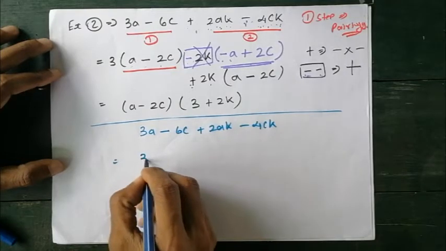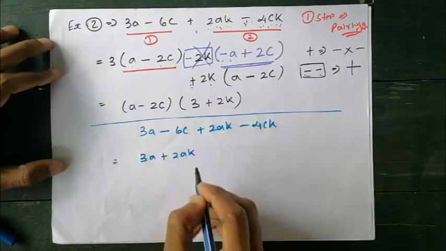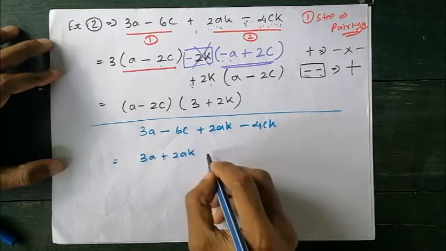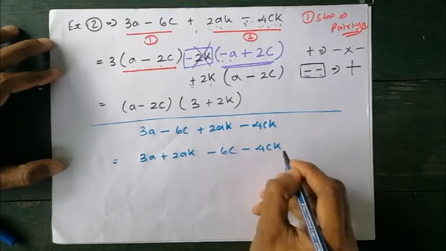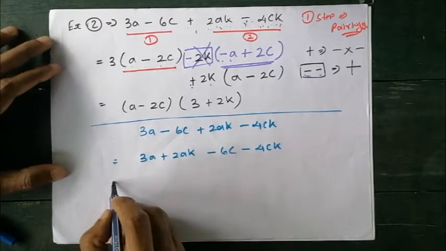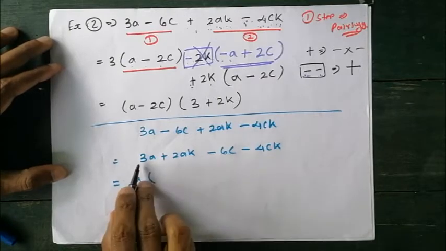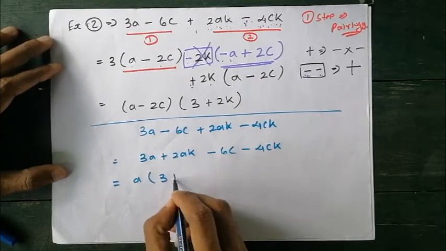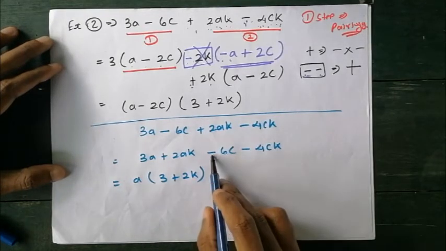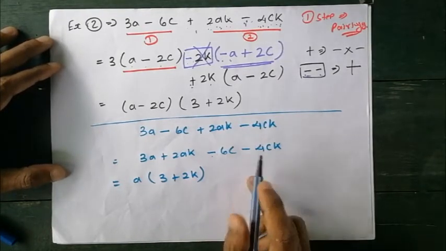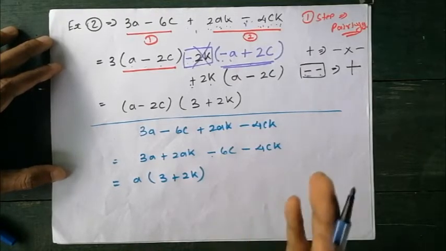So 3a, and I am taking 2ak because we have a as a common term, minus 6c minus 4ck. Okay, right. 3a, 2ak, a is common, so 3 plus 2k. Okay, minus. We will keep the sign, we'll take out the sign lastly.